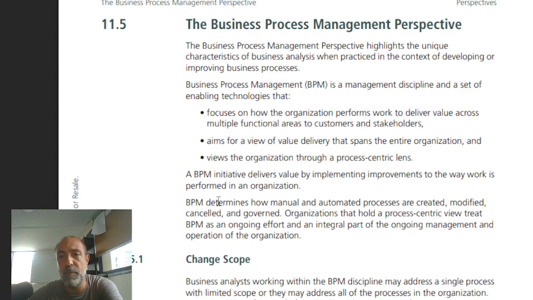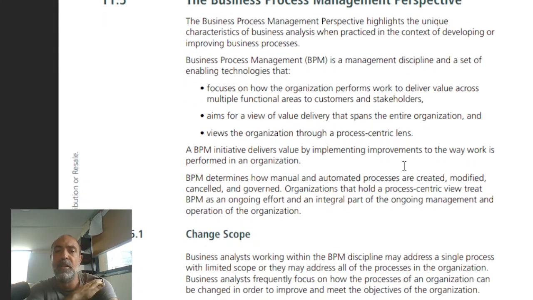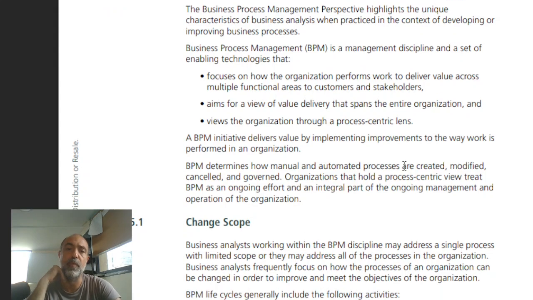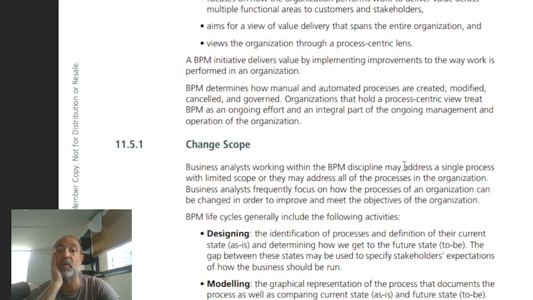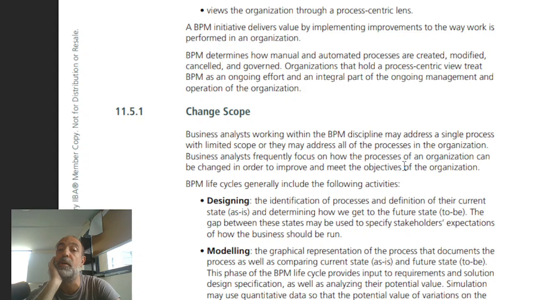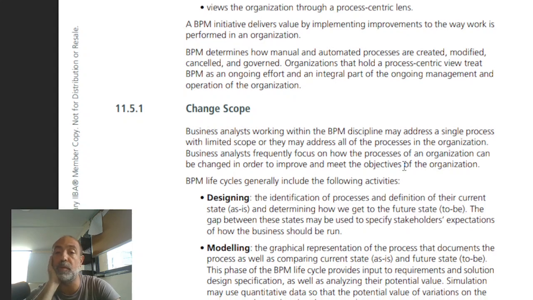The business process management perspective highlights the unique characteristic of business analysis when practiced in the context of developing or improving business processes. BPM is a management discipline that is set to enable technologies that focus on how organizations perform work to deliver value. It aims for a view of the value delivery that spans the entire organization, views the organization through a process-centric lens. A BPM initiative delivers value by implementing improvements in the way work is performed in an organization. BPM determines how manual and automated processes are created, modified, cancelled, and governed.